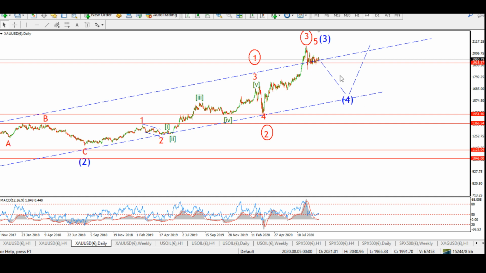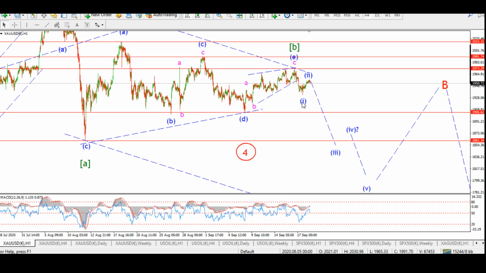For the moment, if we were going to decline in a fourth wave, that'll probably take a series of months, 6 months or so, of sideways to downward action. We'll see how that goes. Okay, let's get into the hourly chart.